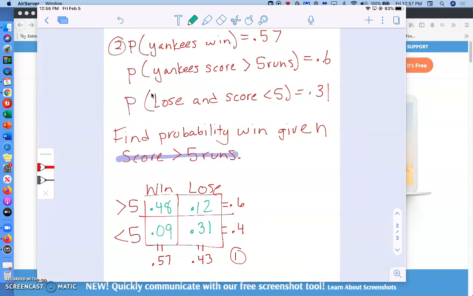So find the probability that they win given that they score greater than 5. We're given this, so we know our total is 0.6. And given that, find the probability that they win there. So that would be 0.48. So again, if we move the decimal over twice, we'd have 48 out of 60, and then we could convert that into a decimal.